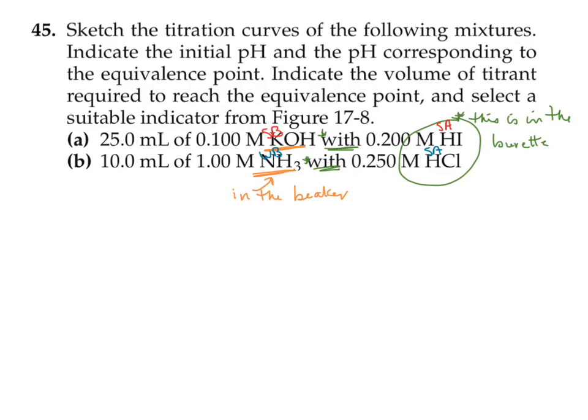So we have a strong acid, HI is a strong acid, and HCl are both strong acids. That's in our burette. Notice that in our beaker, in the first case, we have a 25 milliliter aliquot of 0.1 molar KOH. In the second case, a 10 milliliter aliquot of 1 molar ammonia. So that's kind of how that goes. Notice that what they want you to do are several things in sketching these curves.